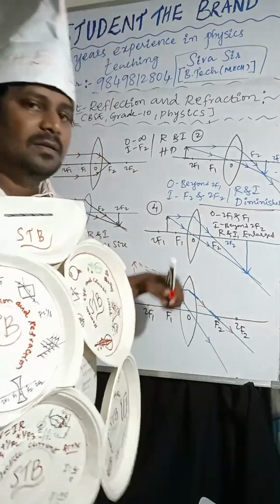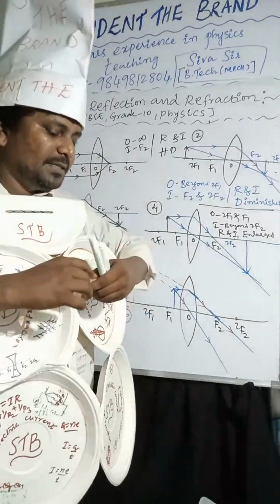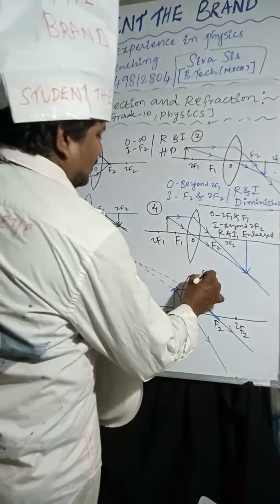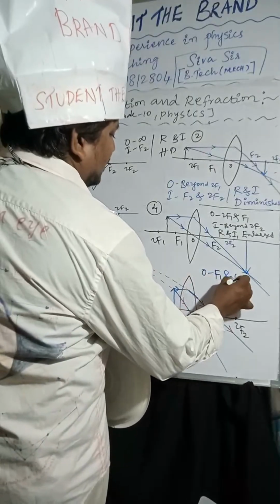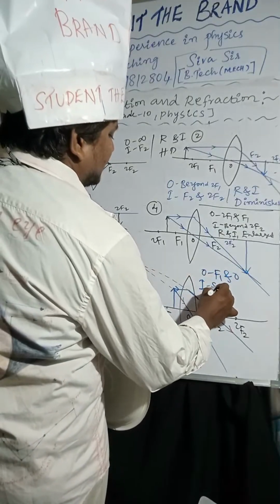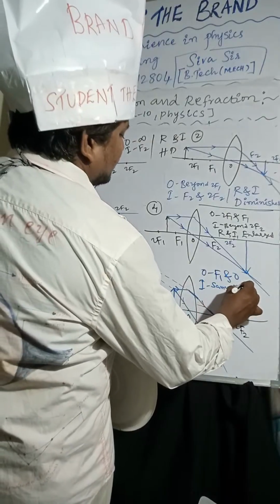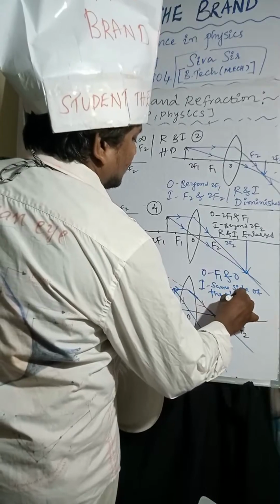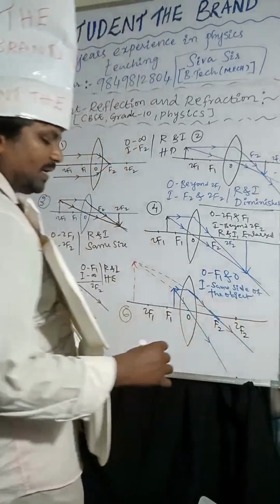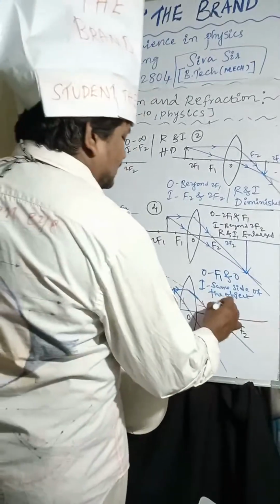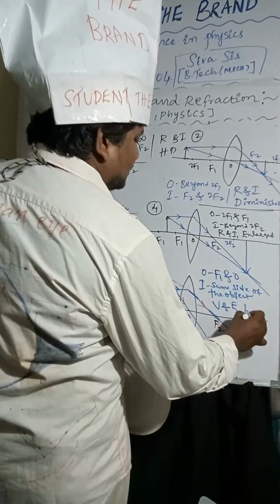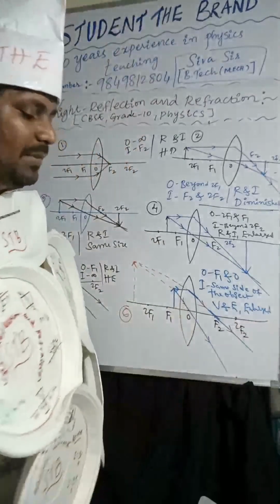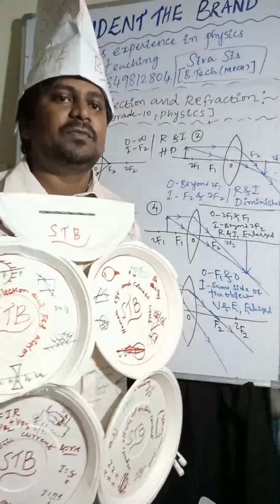Just check once. The object is placed between F1 and O. The image will form on the same side of the object. The nature of the image is virtual, erect and enlarged. I hope it is very clear to all.